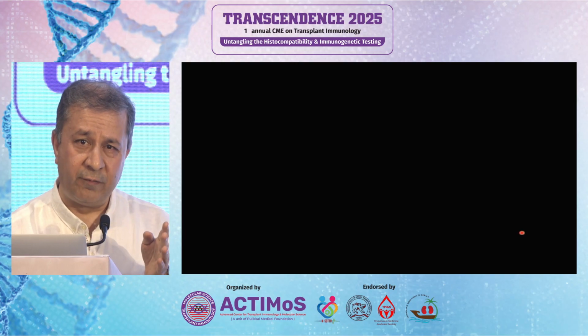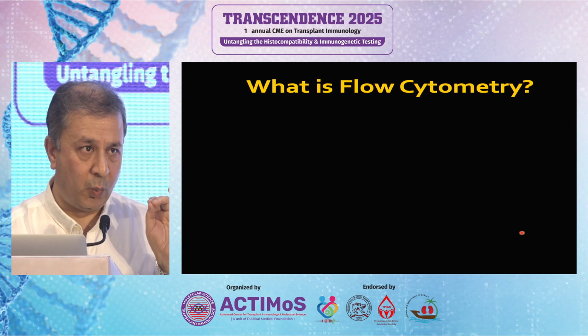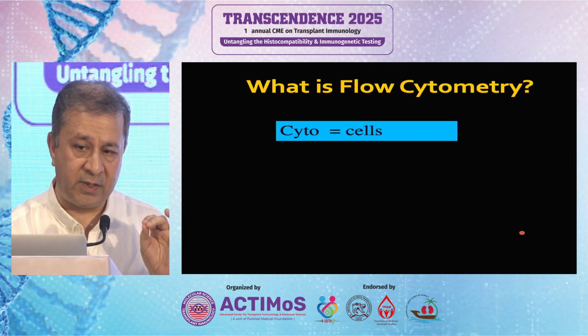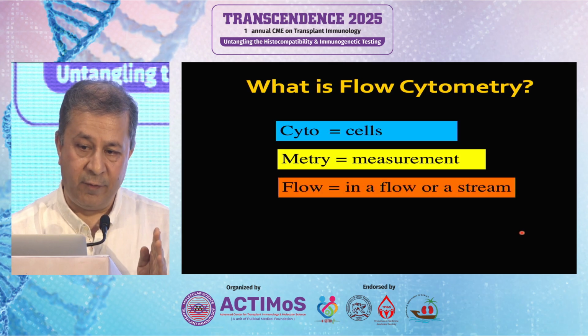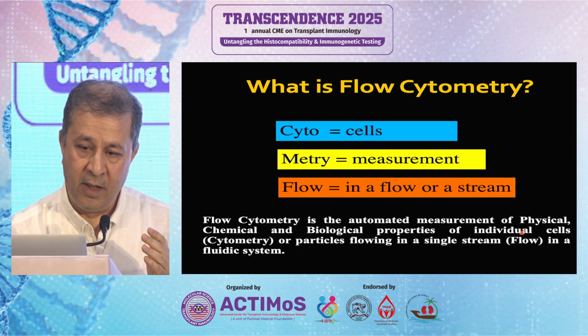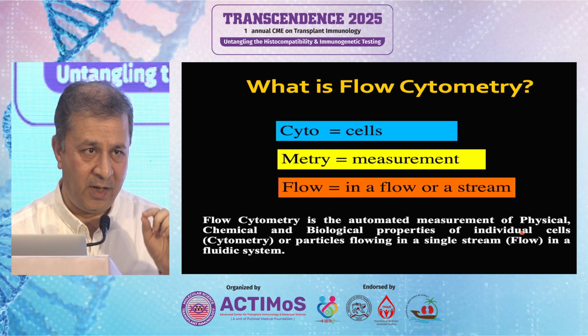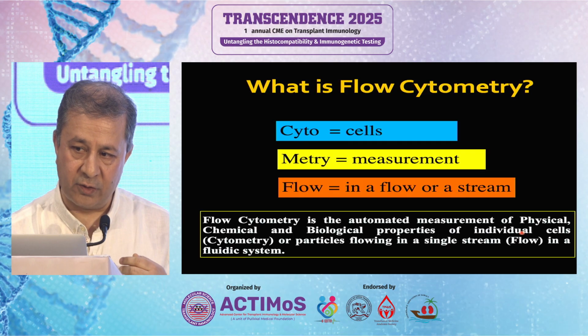So now let's change gears a little. Since my talk is clearly on flow cytometry, let's understand what flow cytometry is all about. The word flow cytometry is made up of three words: cyto meaning the cells, metry meaning measurement, and flow meaning the cells have to flow in a single stream or a flow line. And therefore, when you make this happen, the cells are interrogated by a laser, and then you get your information from there.